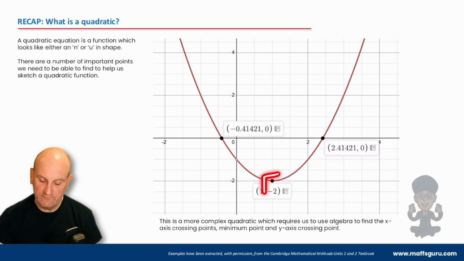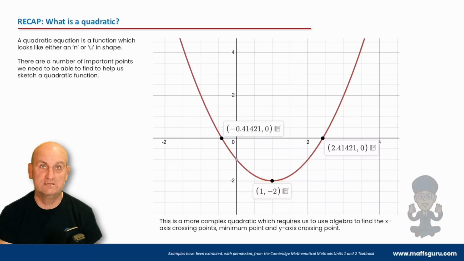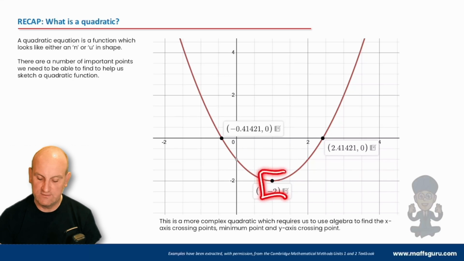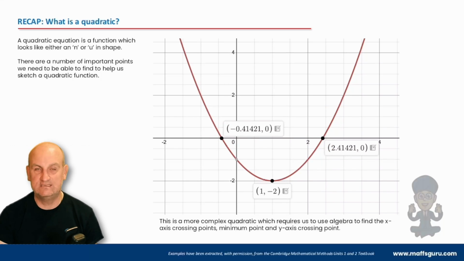Well, we still have our minimum point. That's critically important to help us sketch. And there's lots of ways of helping us find that minimum point. But more importantly are the points here where it is on my x-axis intercept. Now, one other point I haven't labeled, but probably should have done, is that point there, which is my y-axis intercept.